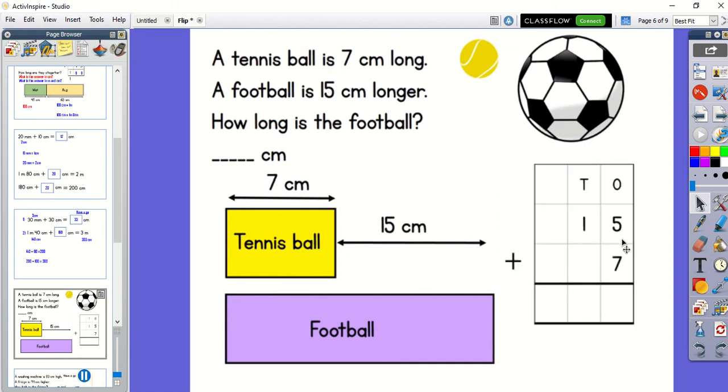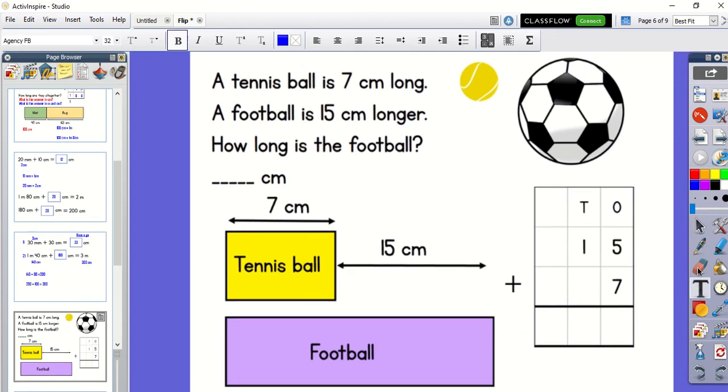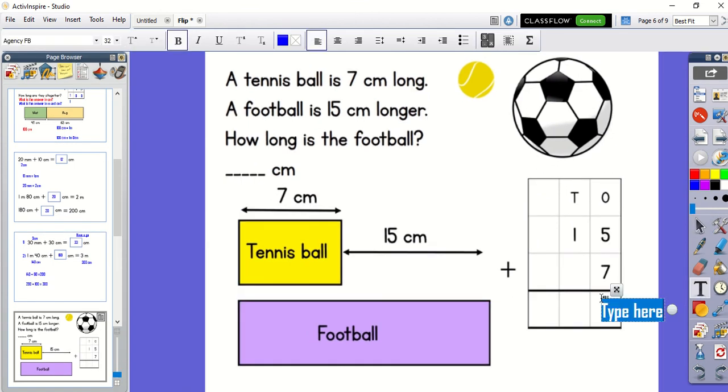easy, set up as a column method. 15 add 7. So 5 add 7 is 12. Carry the 1. 1 add 1 is 2. Don't forget my unit of measurement, centimeters. And I can see that the football is 22 centimeters long. Okay?